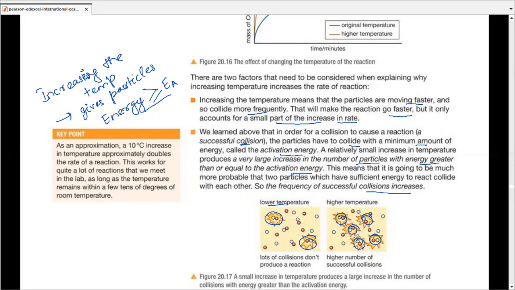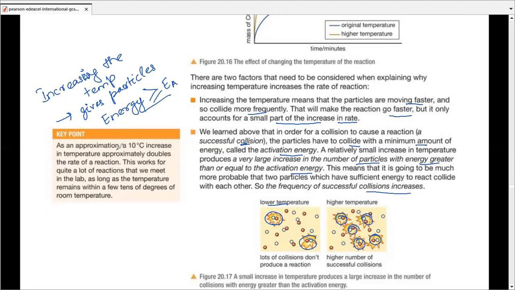So increasing the temperature actually doesn't just make the particles go faster. It gives the particles energy that should be greater than or equal to activation energy, giving them a chance at a successful collision and being converted into products, increasing the rate of the reaction. Make sense?